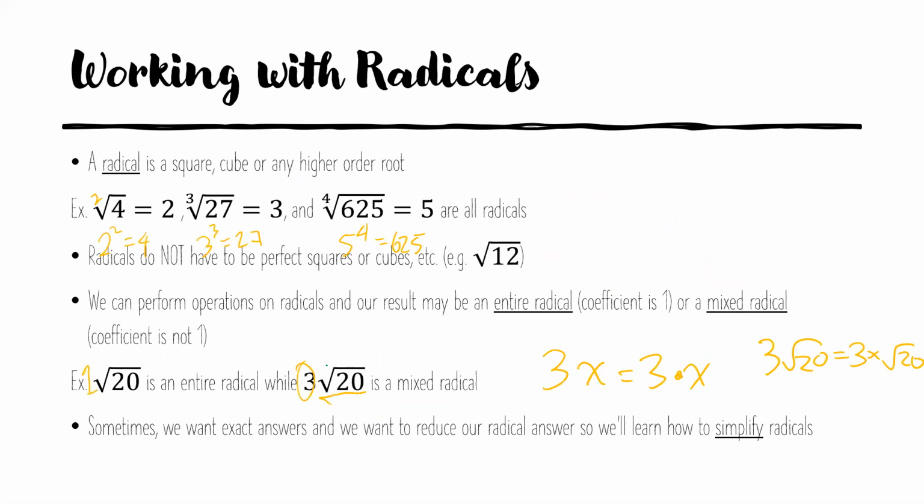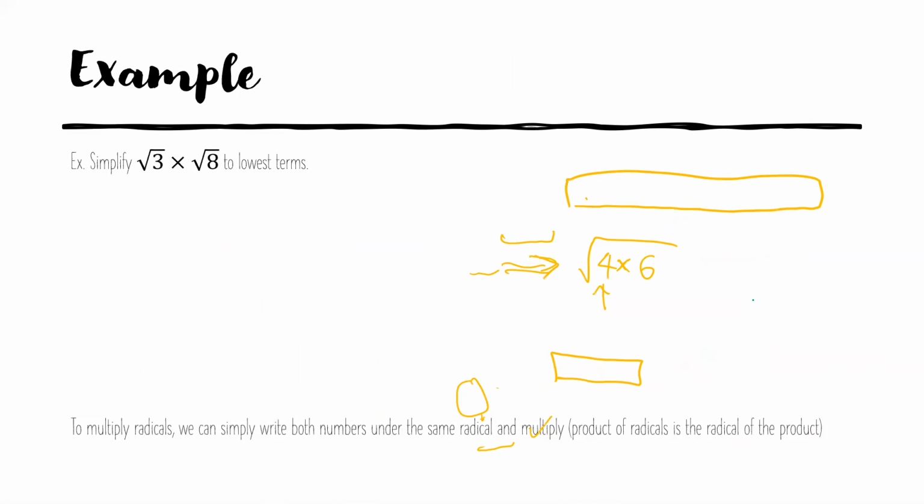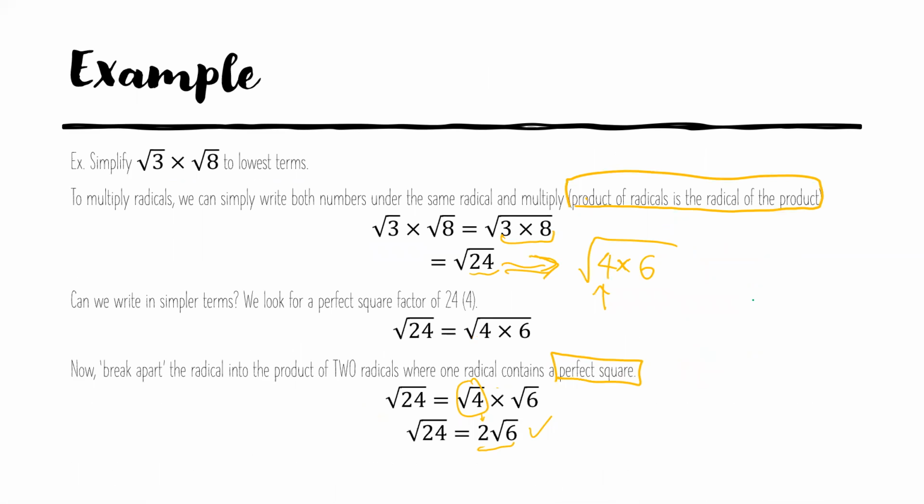So again, just remember this concept that we talked about. In a mixed radical, we basically are multiplying just the whole numbers together, and then we multiply the radicals separately.